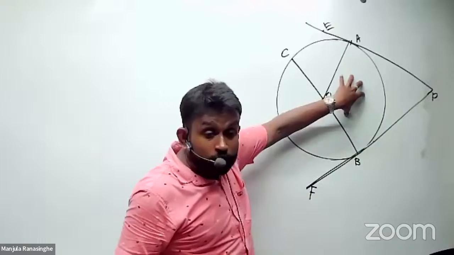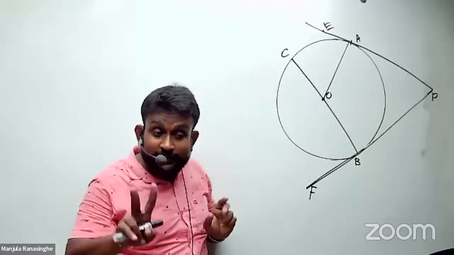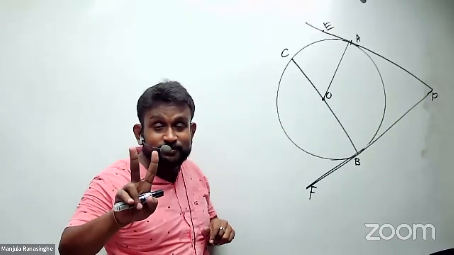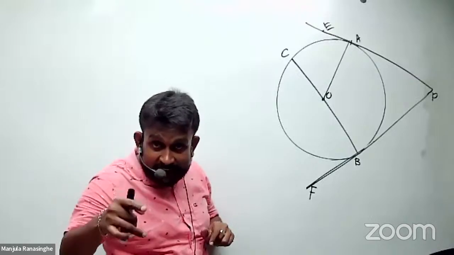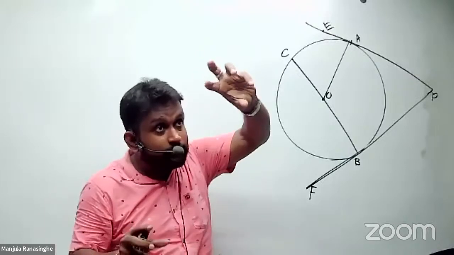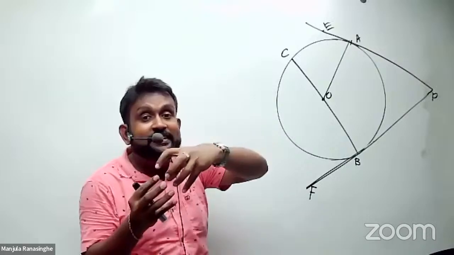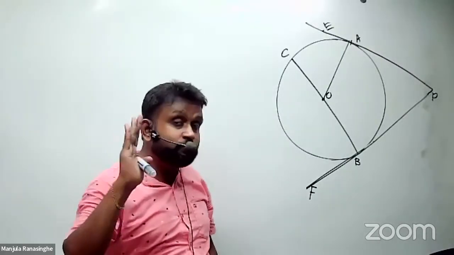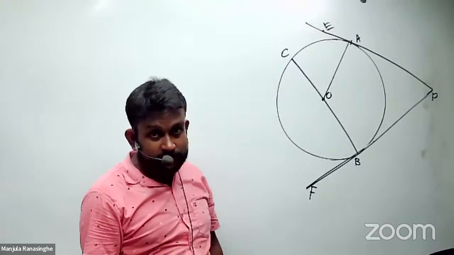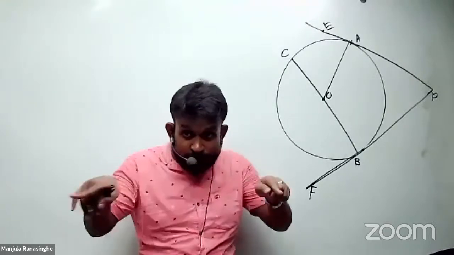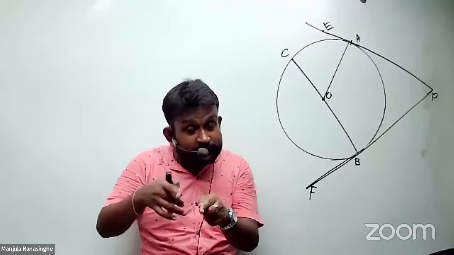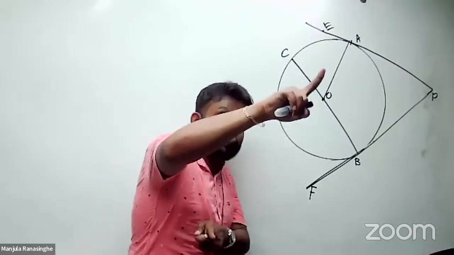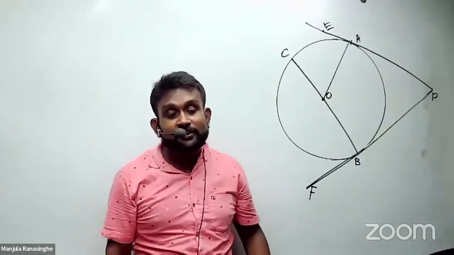So to prove a quadrilateral is a cyclic quadrilateral, there are two options only. So what are the two options? Take the opposite two angles and say that their sum is 180. If it is 180, that should be a cyclic quadrilateral. The other way: any exterior angle of the quadrilateral is equal to the interior opposite angle. Then that is a cyclic quadrilateral.